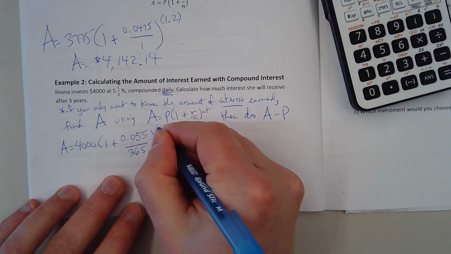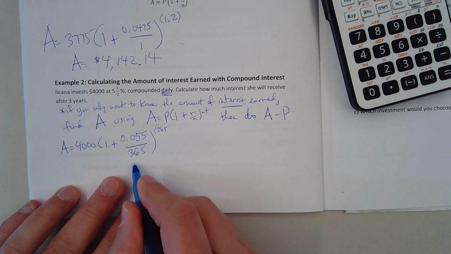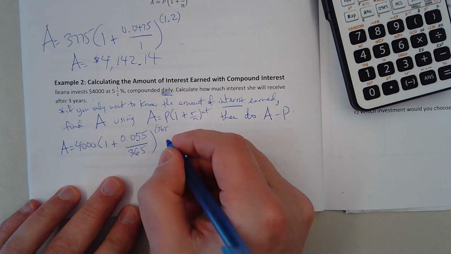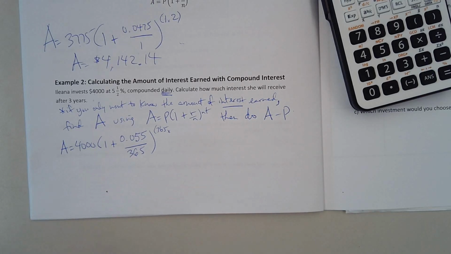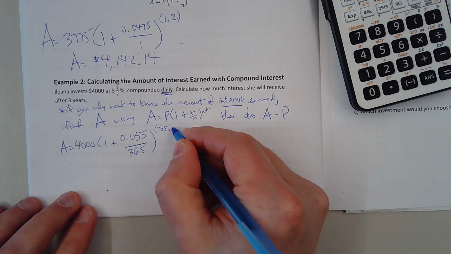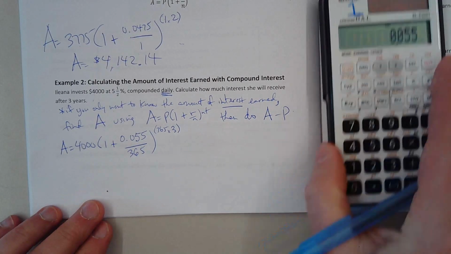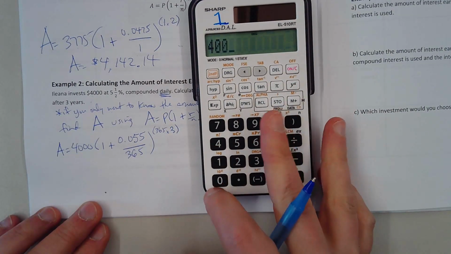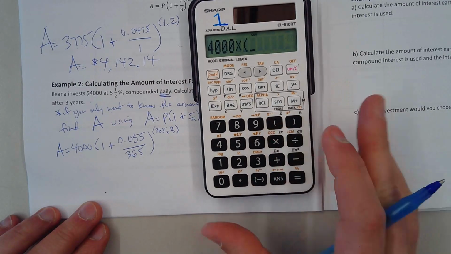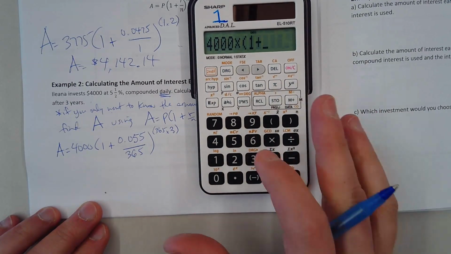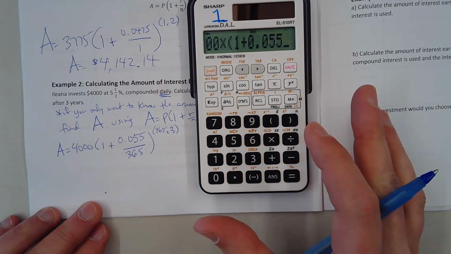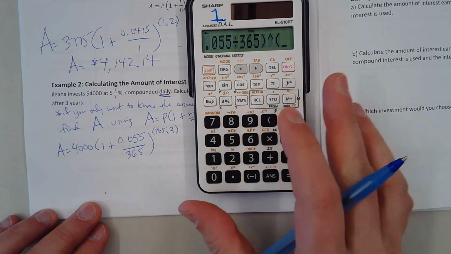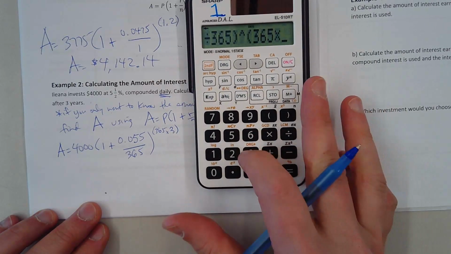And you have to use the 365 again there. There's another little trick. Whatever number goes in the bottom here also goes up there. Okay. Then that 365 gets multiplied by the number of years, which is 3 in this question. So let's punch that in. 4,000 times 1 plus 0.055 divided by 365 to the exponent, 365 times 3.